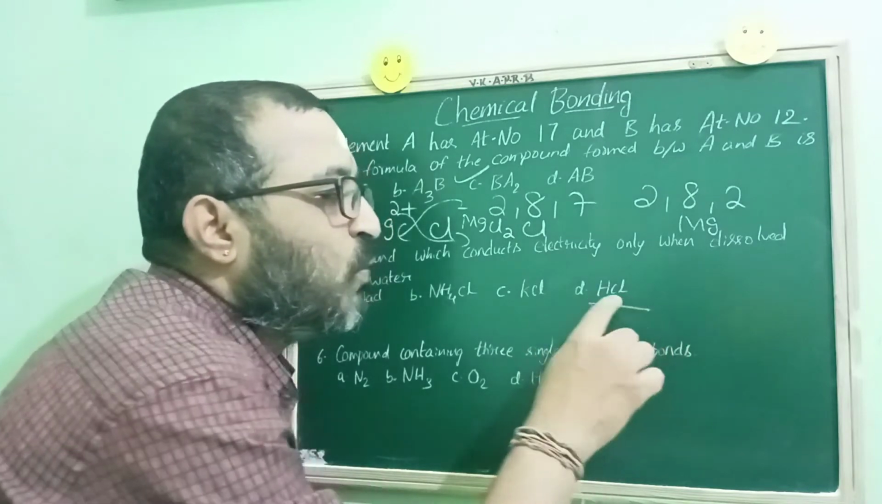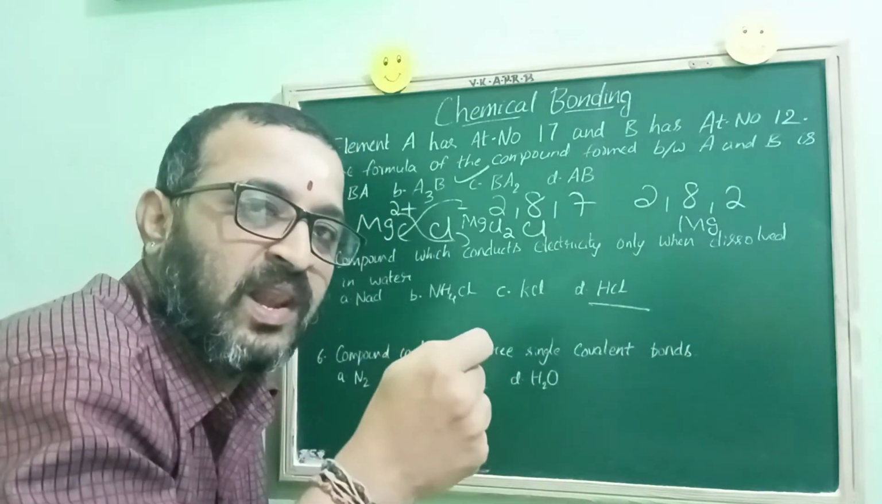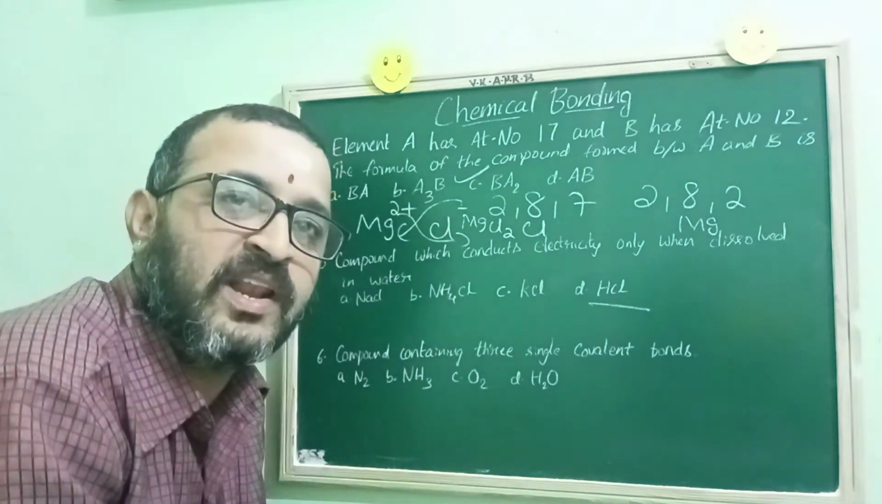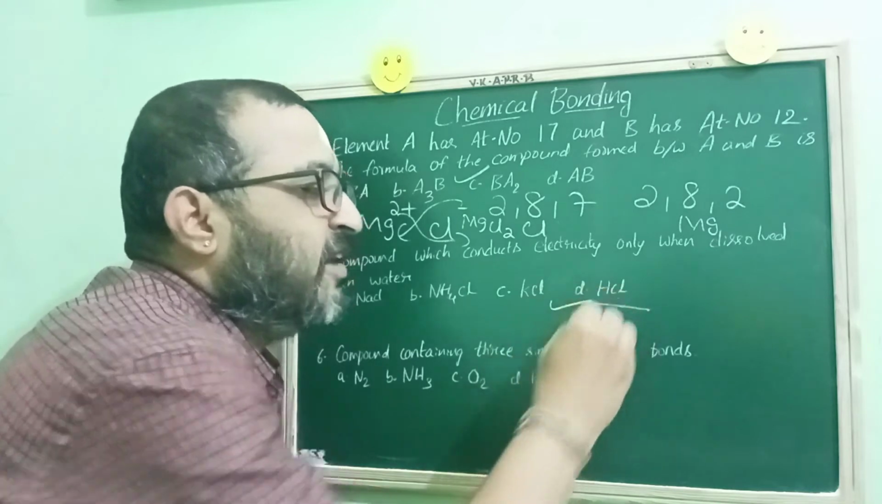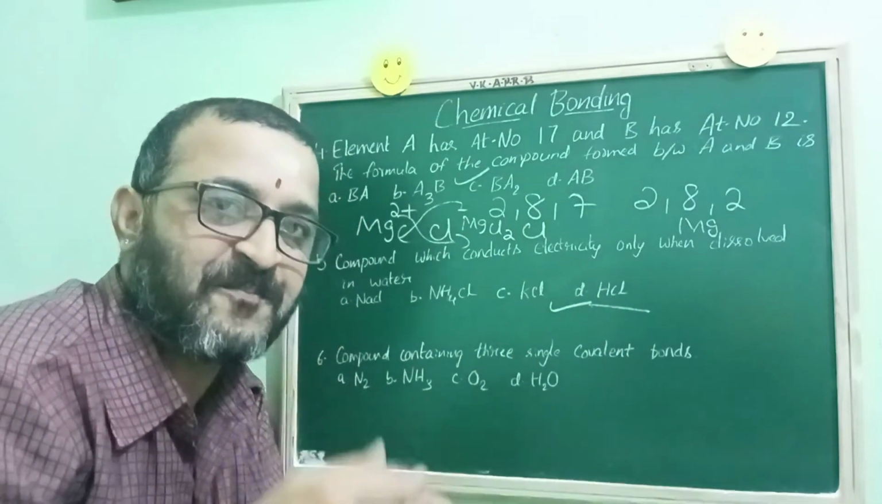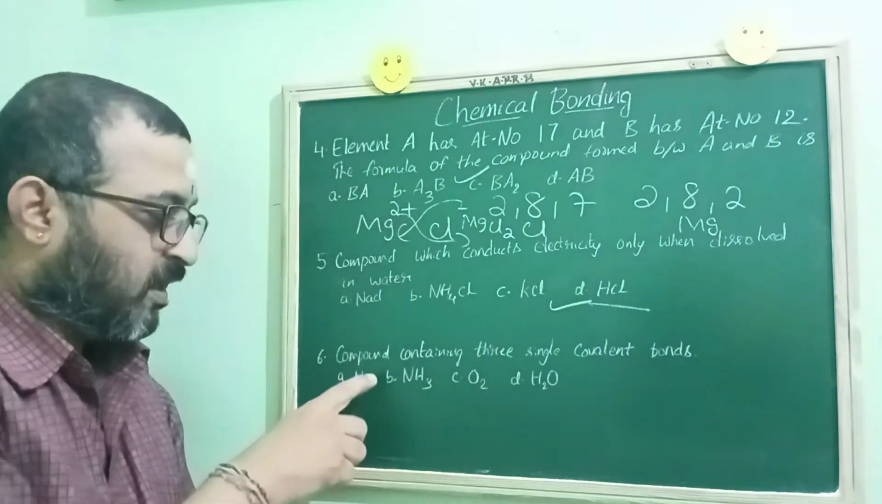So we are left with HCl, which is a covalent compound which will conduct electricity only when dissolved in water. So the answer for this one is HCl. Is it clear children? Okay children, let us proceed with the next question.